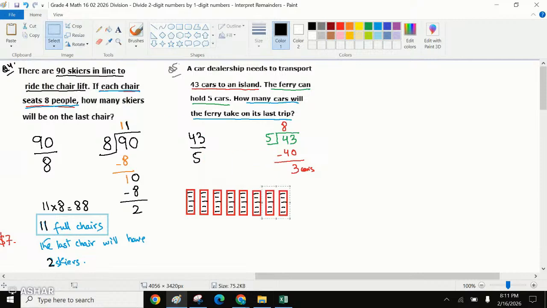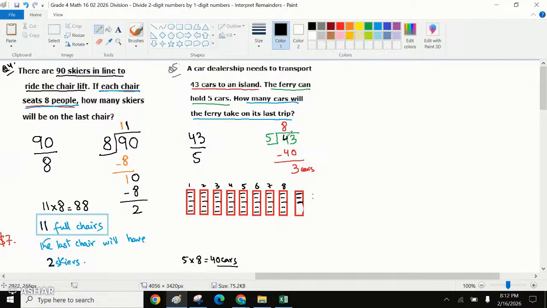And 8 ferries would have how many cars? I'm just writing the number of ferries. 1 ferry, 2, 3, 4, 5, 6, 7, and 8 ferries. 8 ferries would have, we know that 5 multiplied by 8 would be 40 cars, right? But we had a total of 43. That means on the last ferry, let me just erase this, on the last ferry, there would be only 3 cars. Agreed?